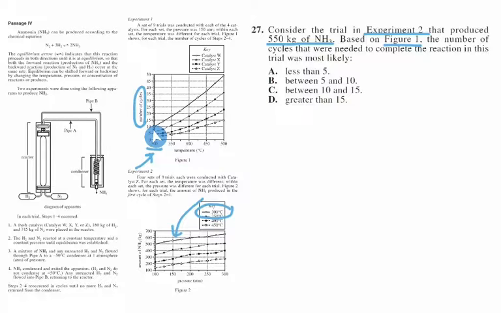We know it's not going to be greater than 15 or greater than 10. So C and D are definitely out. And because greater pressure produces more NH3, this temperature, I would say it's going to be below 5. So you have greater likelihood. So less than 5. So A.